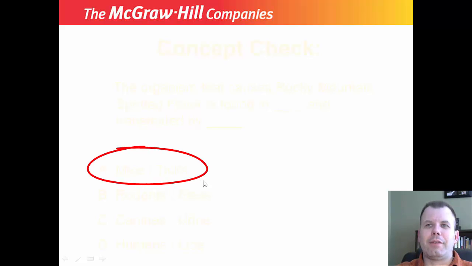Okay. Again, here's the concept check. Again, I should just skip these things, but I'll make you suffer through and look at these things. The organism that causes Rocky Mountain spotted fever is found in blank and transmitted by blank. And so is it mice and ticks, rodents and fleas, canines and urine, humans and lice? Where do we see it? And what is it transmitted by? So in this case, Rocky Mountain spotted fever is found in mice, and it's transmitted by ticks. Okay, and so there you go. Good job if you got it right.